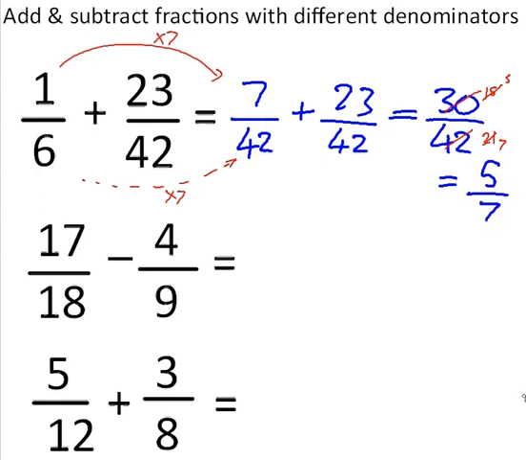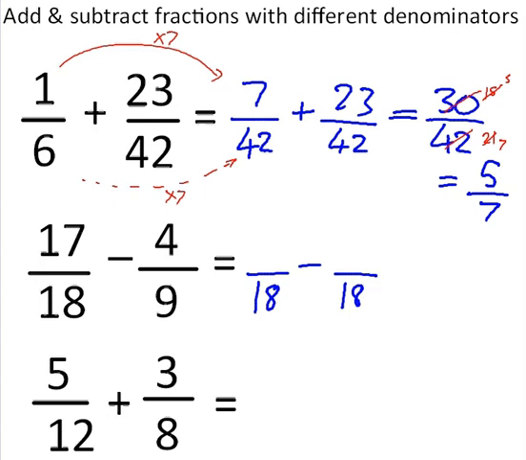That was easy. Okay, here, 18 and 9. I can't add these fractions as they stand. I'm going to have to do something about these denominators. They both, 9 and 18, both go into the 18 times table. So in that case, I'll have 18 as my common denominator.